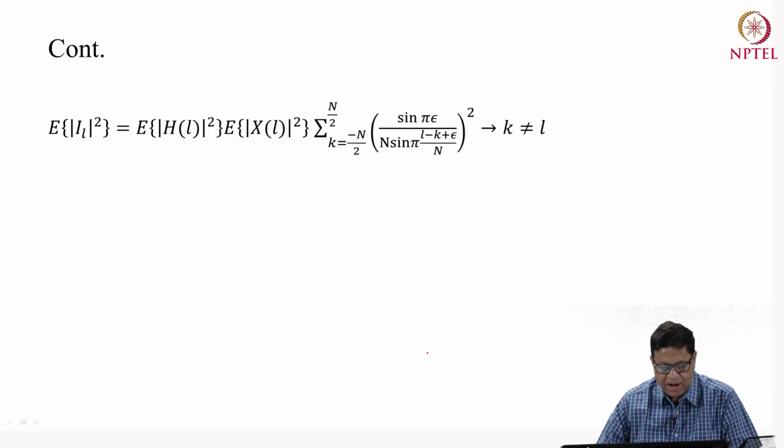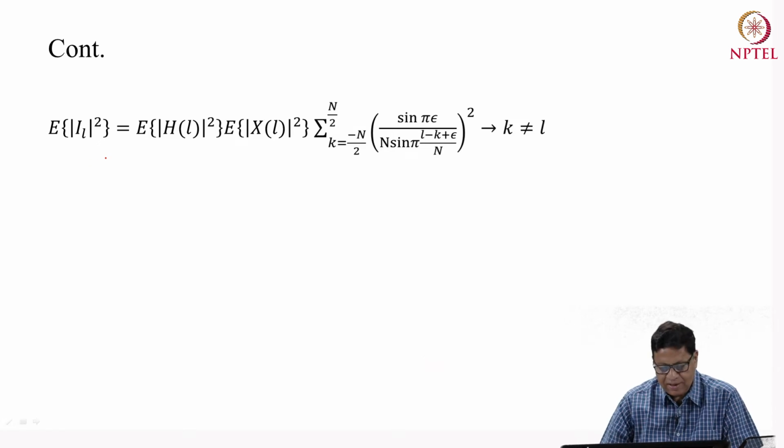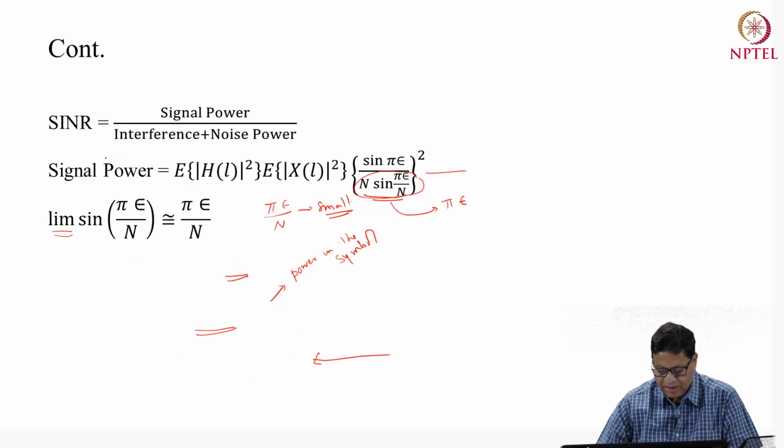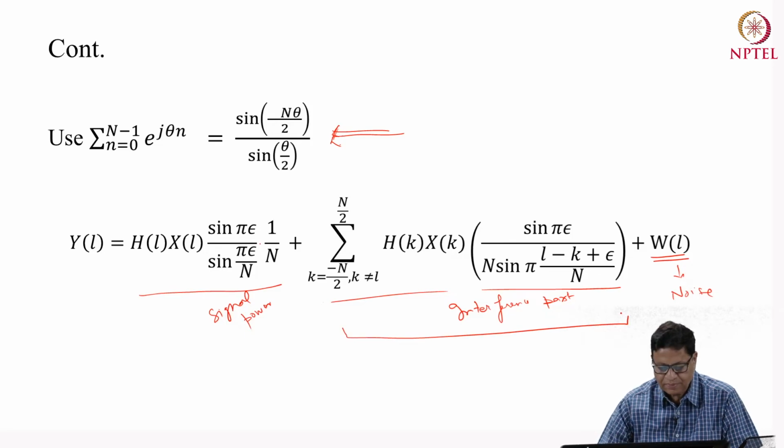Now let us try to calculate the interference power, and then we will be able to calculate the signal to interference noise ratio. So the interference power is taken from the earlier equation, from this part. I am now trying to calculate this part. This is the interference part.